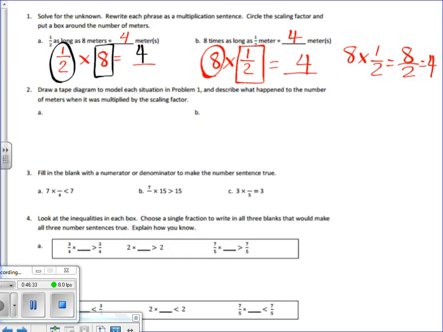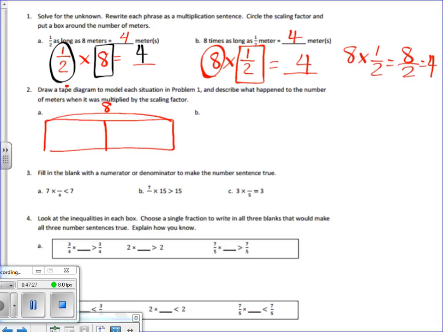Draw a tape diagram to model each situation in problem 1 and describe what happened to the number of meters when it was multiplied by the scaling factor. So if you have 1/2 of 8, with this tape diagram, what is my total? 8. What did I do to my total number 8? I took half of it.